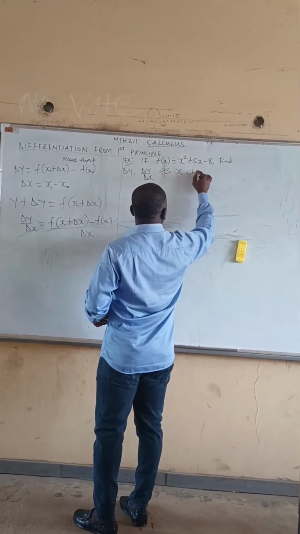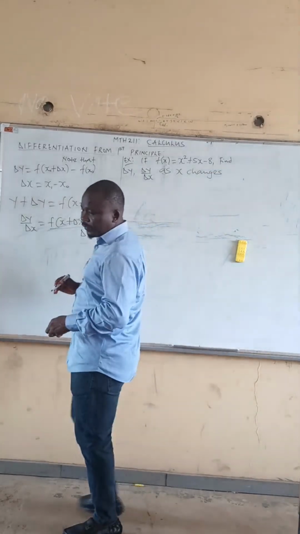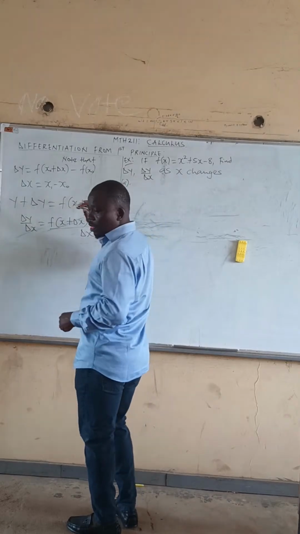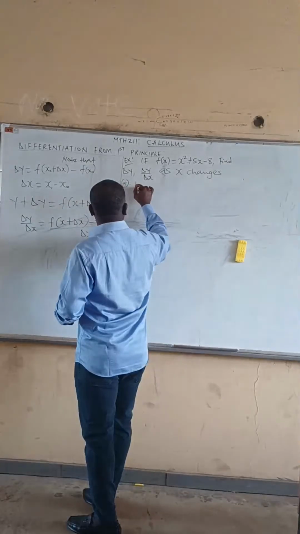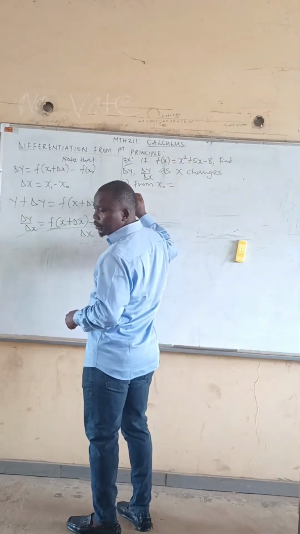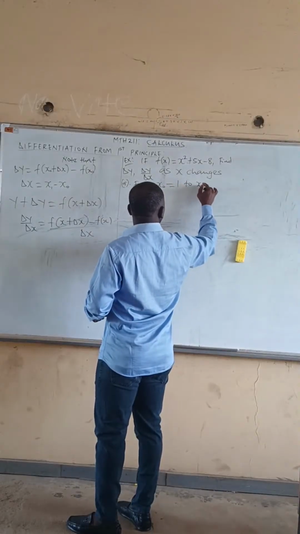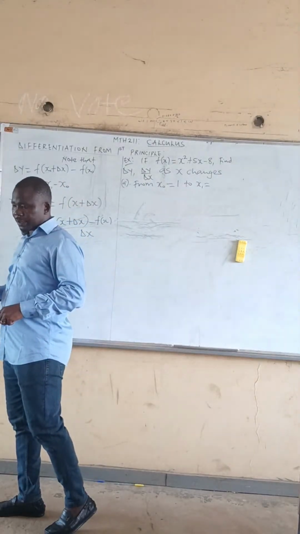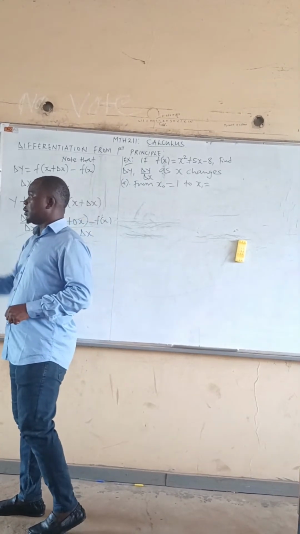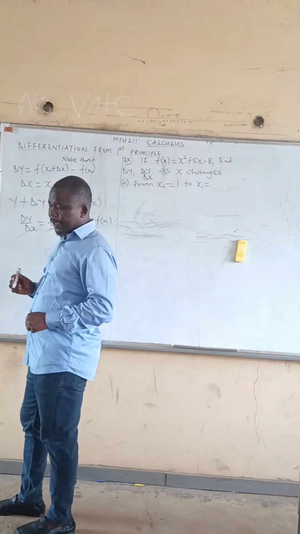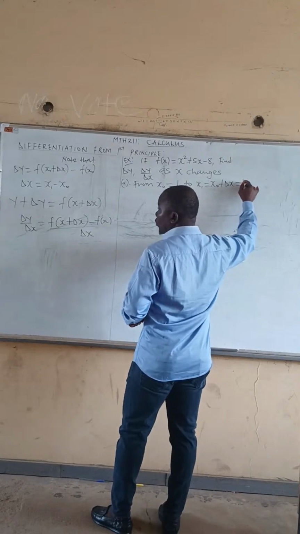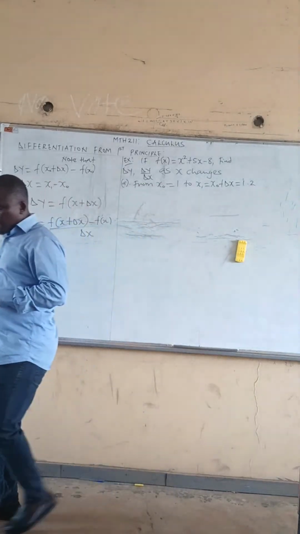As x changes from x naught equals 1 to x1 equals 0, x1 equals x naught plus dx, this is equal to 1.2. I think so. Yeah, 1.2.